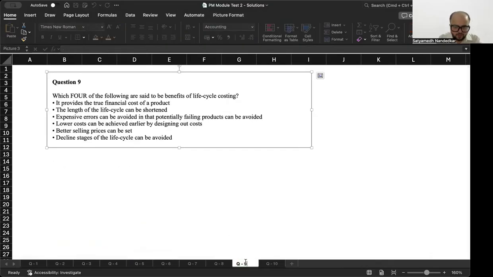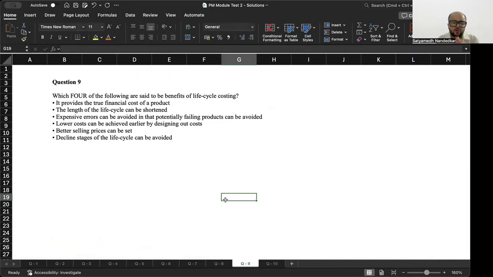Okay. Which four of the following are said to be benefits of life cycle costing?